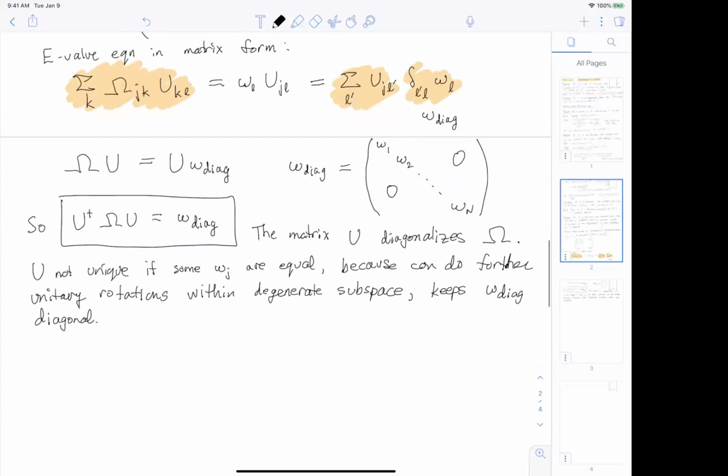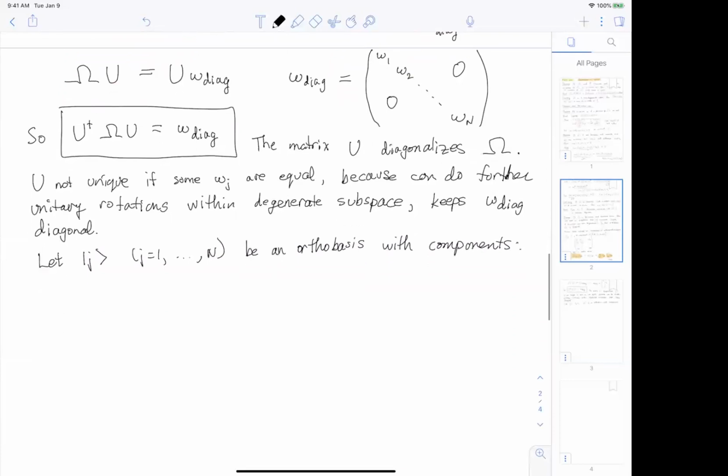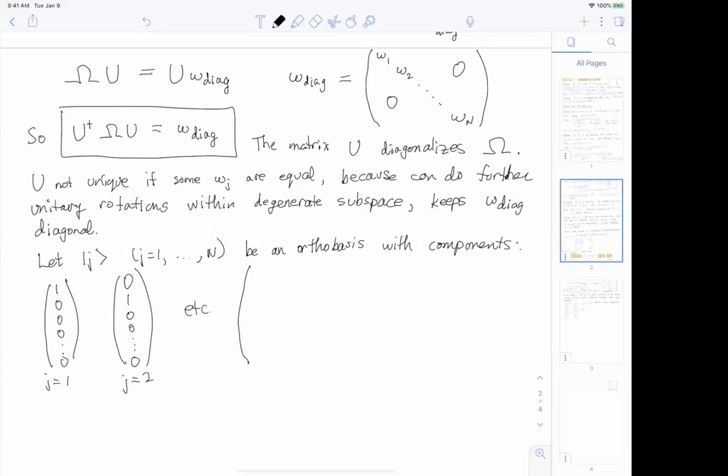Okay, so now let's introduce some notation, where j, with j from 1 up to n, labels an orthobasis with components that we're going to represent in the following way. For j equals 1, it's just going to be the vector with 1, 0, 0, 0 all the way down. For j equals 2, it's going to be 0, 1, and then all the others 0. And then etc. For the last one, it will be zeros all the way down, and then 1 in the last entry. That's for j equals n.